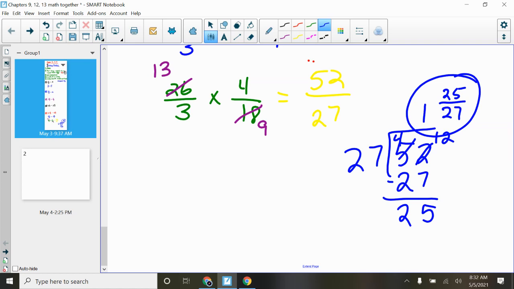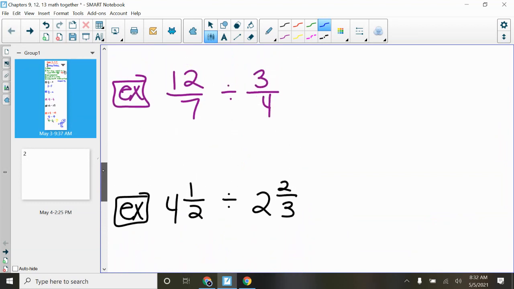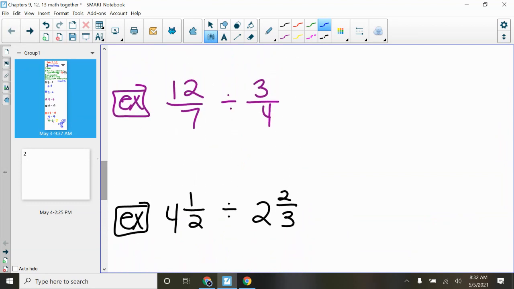Okay? So, there's only one of those kinds of problems that are gonna show up on your test. The rest of them are not gonna be mixed numbers. Instead, they are just going to be problems that look like this purple one right here. Just simply dividing a fraction by a fraction.